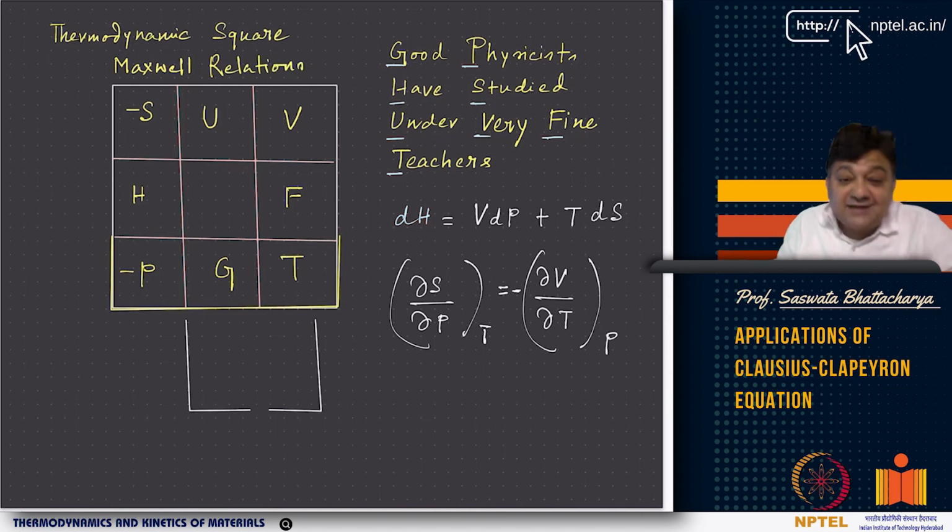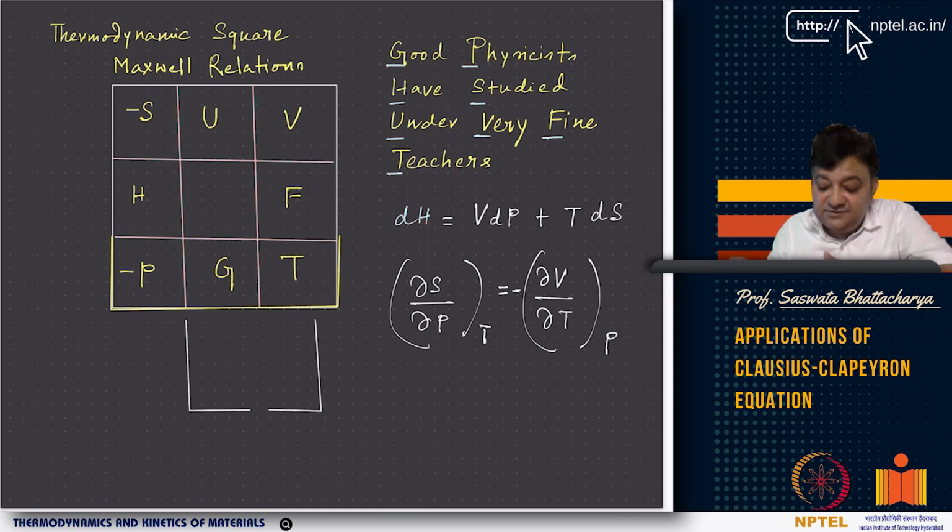Max Born, when he looked at these Maxwell relations, and I think you are also having some difficulty in remembering, right? Because you have to equate stuff. So Max Born created this mnemonic. There are different versions of this. He created this mnemonic where he starts from G and goes around, this is a thermodynamic square. So you go, good physicists have studied under very fine teachers. So you can see G, P, H, S. Good physicists have studied under very fine teachers, right?